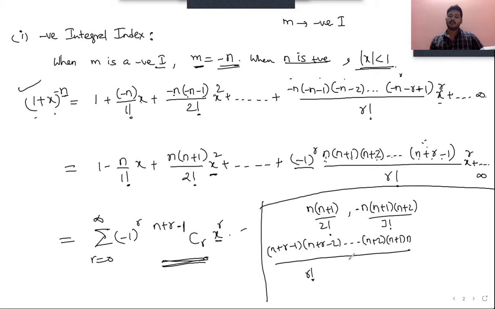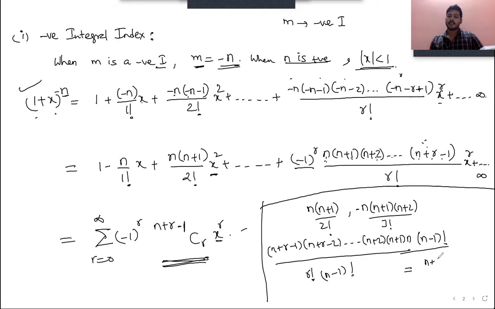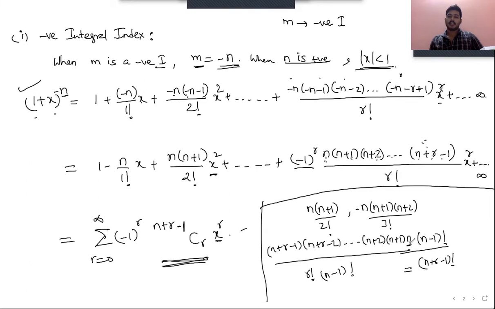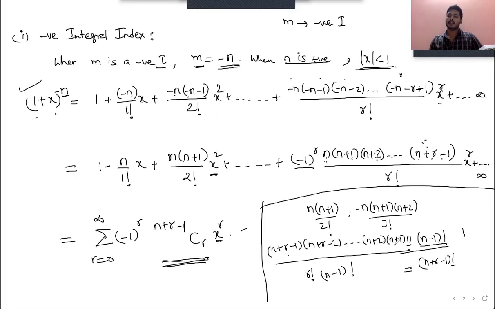Right? So if you multiply n minus 1 factorial in both the numerator and the denominator, in the numerator it will be n plus r minus 1 factorial, because until n it was already there, and we have multiplied n minus 1 factorial also. So all the terms from n plus r minus 1 down to 1 are multiplied, so it will be n plus r minus 1 factorial in the numerator.